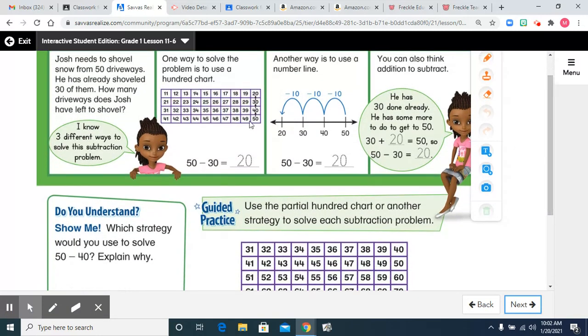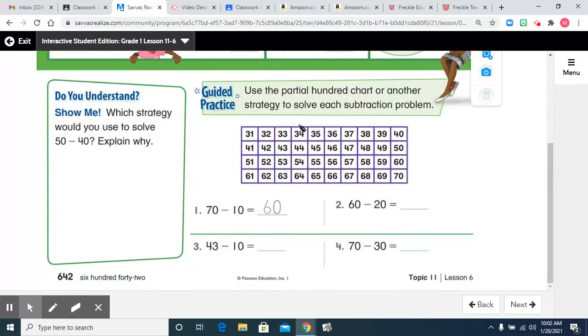Okay, there's the girl at the top from the video, and she's showing you the different ways that you can subtract tens. So if you forget a strategy, just look at the top. Okay, let's read the directions for numbers 1, 2, 3, and 4. It says use the partial hundred chart or another strategy to solve each subtraction problem. So since it gave us a part of a number grid, let's just use that to solve these problems.